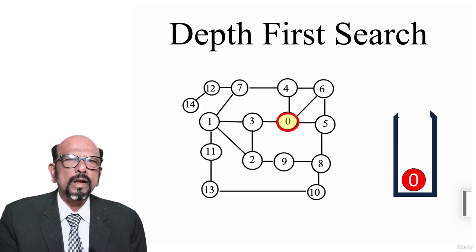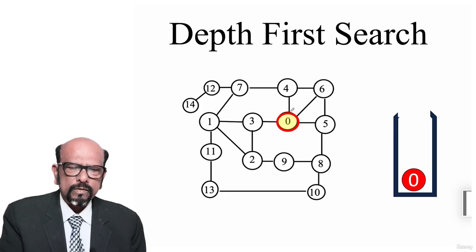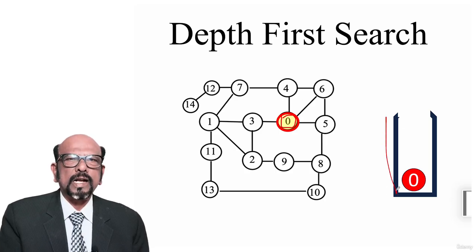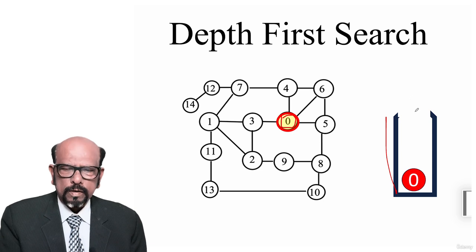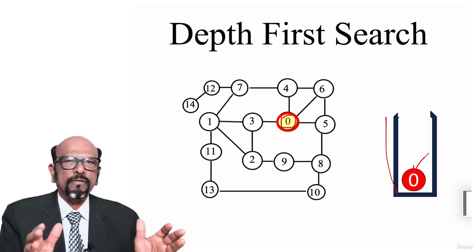Now let us look at it. Here is the graph. So I begin from 0. What I do is I have a stack. So this is the stack. Stack is last in, first out. If you want to take out, there is only one way. So first we keep 0 inside the stack. That is the first work.